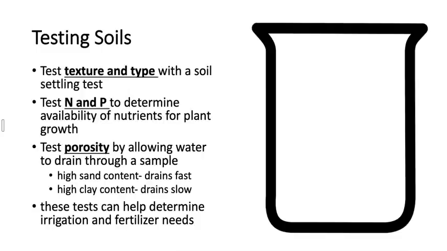And the last thing that we need to know with these tests is that they can help us determine irrigation, so watering needs, and also fertilization needs. So do we need to add artificial fertilizer to the soil? Let's say we're a farmer and we're trying to determine how often do I need to water my plants? How often do I need to apply fertilizer? How much fertilizer do I need to apply? So these can be applied within something like an agricultural field so that we can determine how to keep our crops healthy.